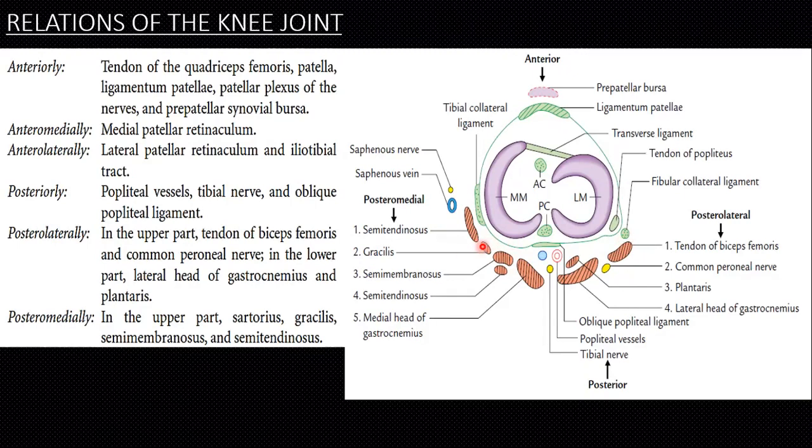Then posteromedially, we have some of the structures forming the superomedial boundary of the popliteal fossa, and also you have the sartorius, gracilis, and semitendinosus. The three of them are known as the guy ropes. Remember they insert via a common tendon to the medial aspect of the tibia, the pes anserinus tendon.